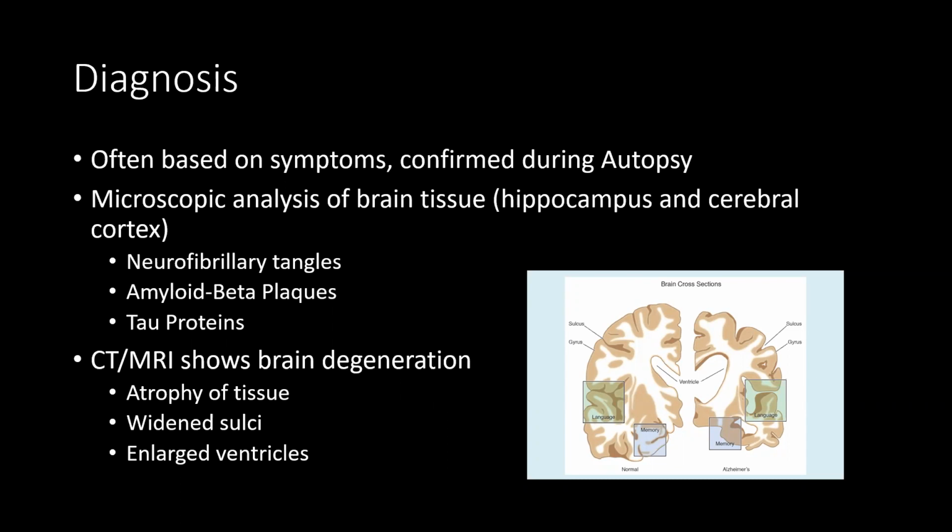So you can see here in the picture on the left is a normal brain, and on the right is a brain with Alzheimer's. So you can see a lot of that tissue breakdown and shrinking of the tissue, the larger ventricles, and the widening sulci.